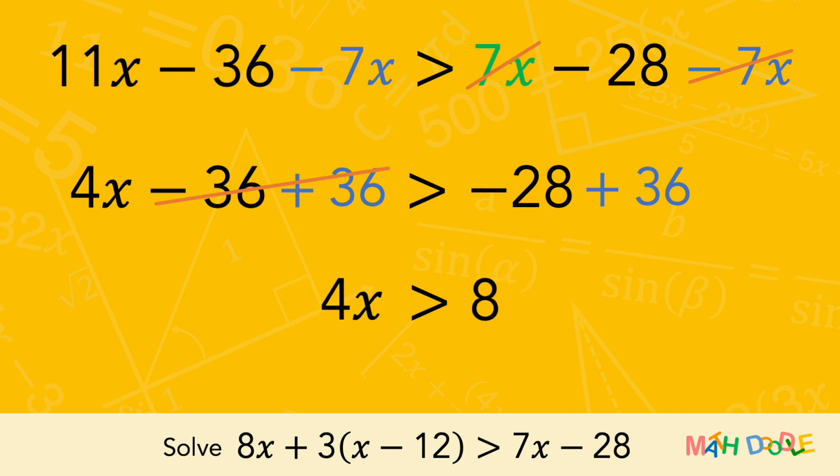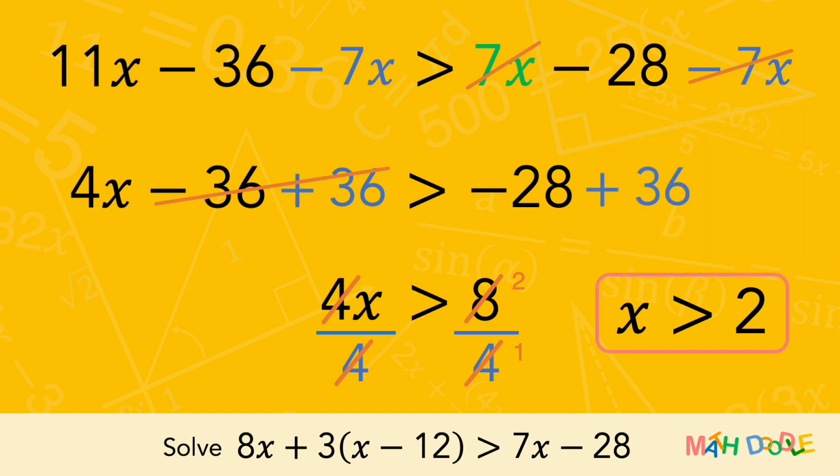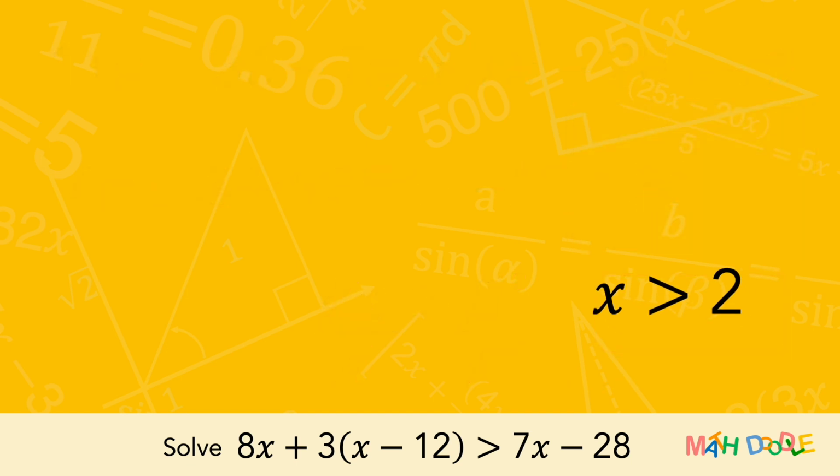Now, to solve the inequality, we are going to eliminate 4 in front of x. To do this, let's divide both sides of the inequality by 4. So, x is greater than 2. This tells us that x is all numbers greater than 2.